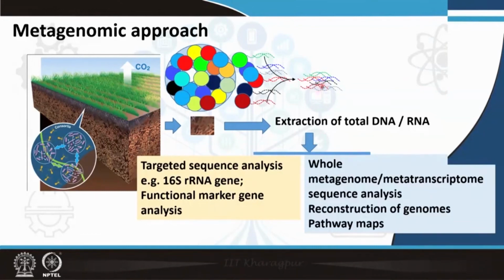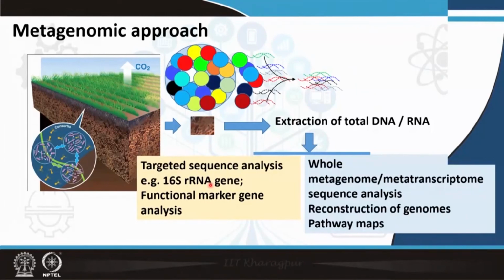How can we analyze? We can do targeted sequence analysis, like amplifying the 16S ribosomal RNA gene or any kind of functional marker gene. If you are working with mRNA, then we can target any specific set of mRNA using primers for functional genes, and we can actually ascertain whether the mRNAs for those functional genes are produced, answering the third question again.